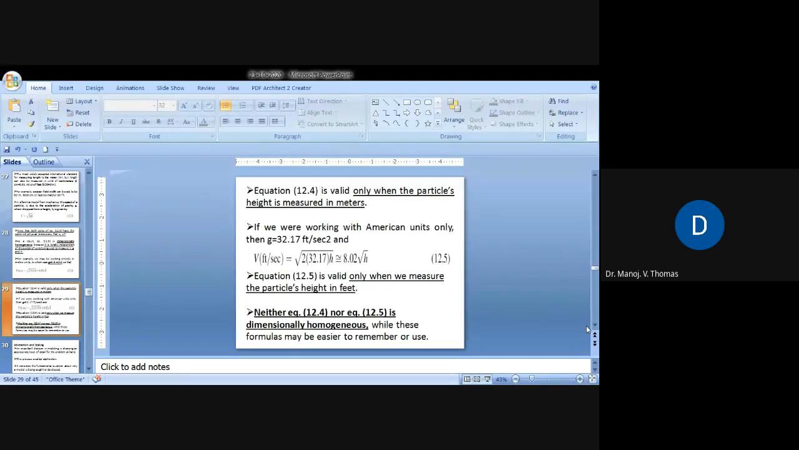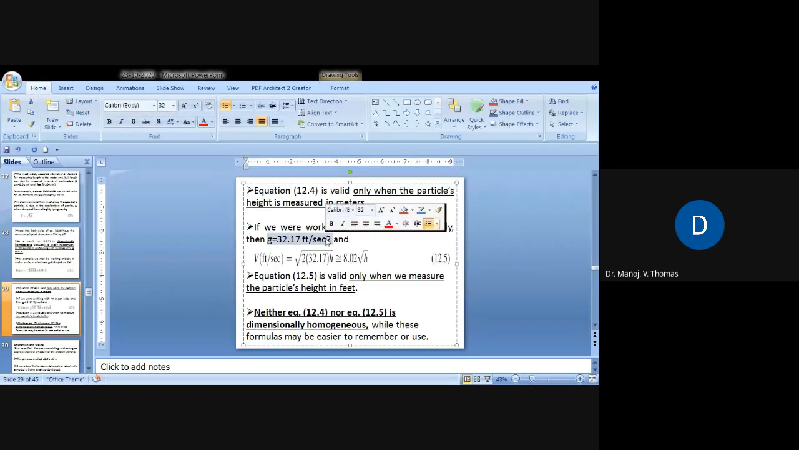And again, V is equal to square root of 2 into g into h. If you take g in feet per second square, 9.8 meter per second square is approximately equal to 32.17 feet per second square. So if you replace g with 32.17 in the original equation, with V in feet per second, you will get V as square root of 2 into 32.17 into h, which is equal to 8.02 into square root of h. This equation, which we call 12.5, is valid when we measure the particle's height in feet.